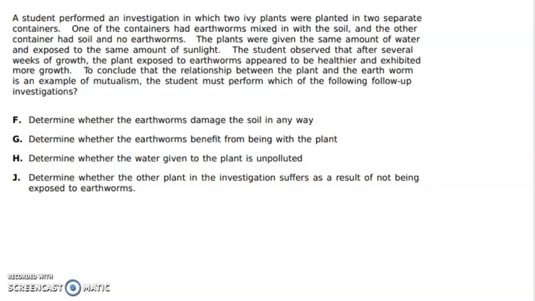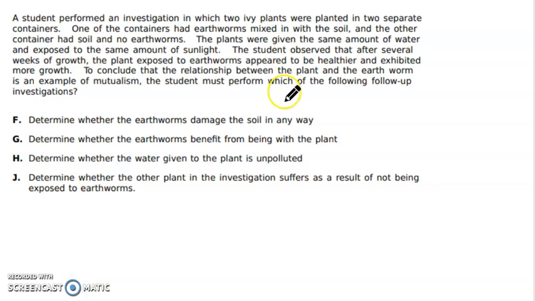The student observed that after several weeks of growth, the plant exposed to earthworms appeared to be healthier and exhibited more growth. To conclude that the relationship between the plant and the earthworm is an example of mutualism, the student must perform which of the following follow-up investigations?